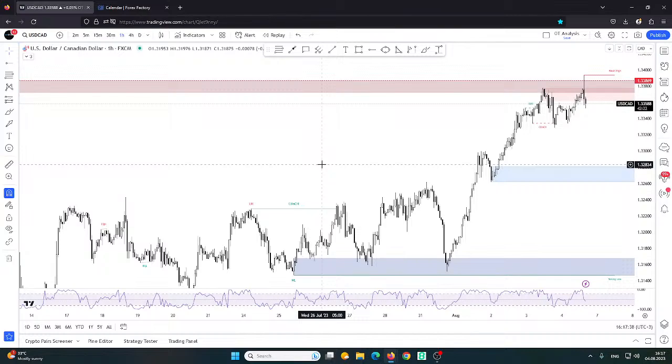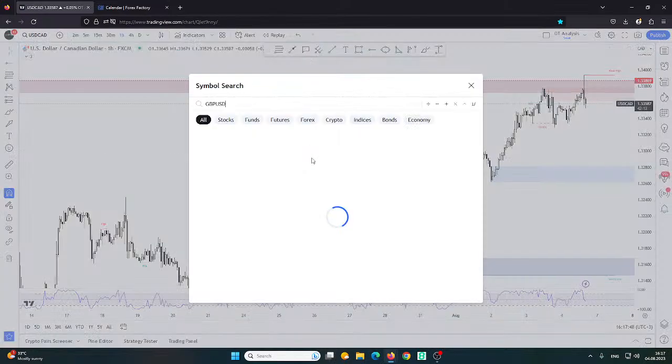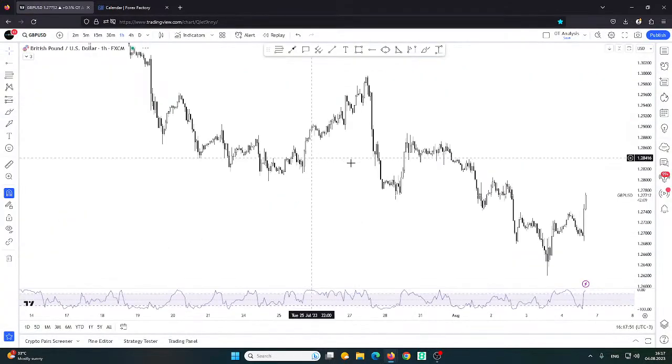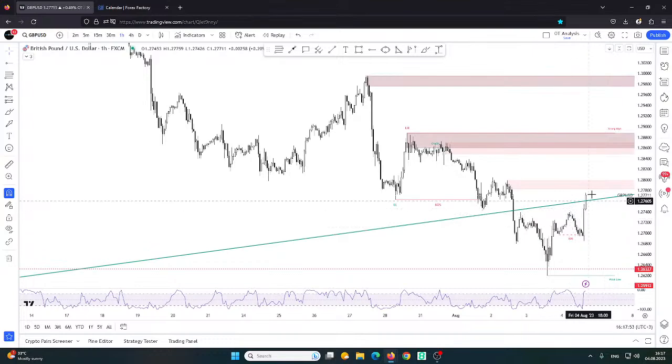Any idea about British pound, US dollar? I've talked about this market, and right now, no, I don't have anything on this market. It's too late. Maybe I'll look for shorts here or here or here. Right now it's too late to go long. Okay, this is my opinion.